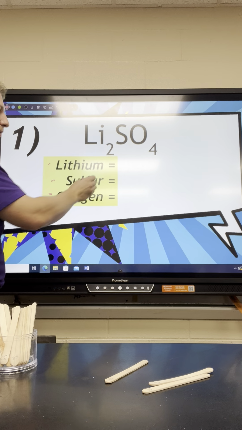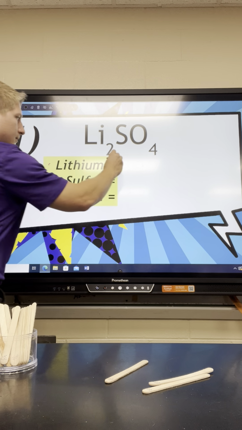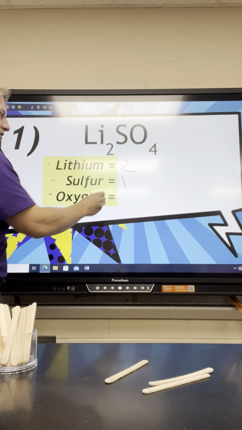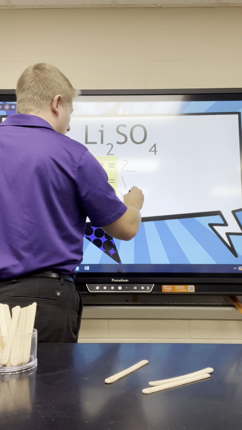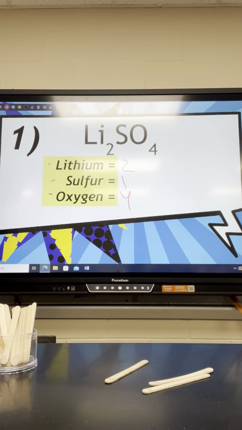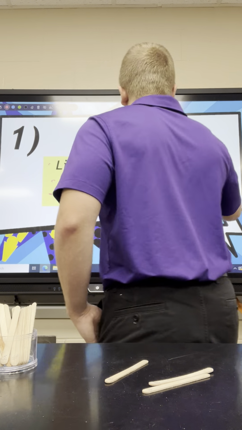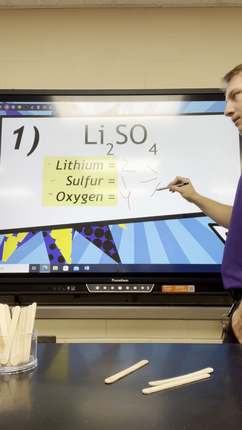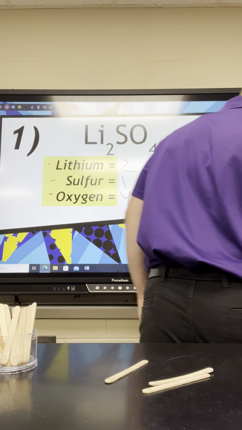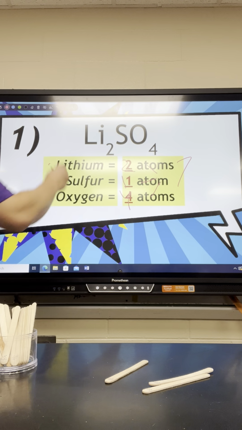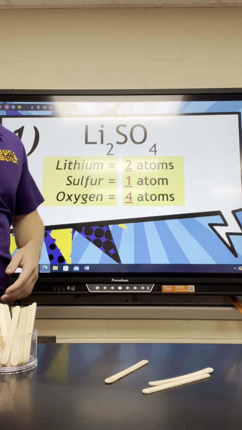All right, the numbers. So how much do we have for lithium? 2. How many for sulfur? 1. How many for oxygen? 4. All right. Do we do anything else? What do we do next? We add them together. So if we were to count the atoms, how many do we got? 7. They didn't do the addition, but we got our answers right. And if they did add it, that's what it would be.